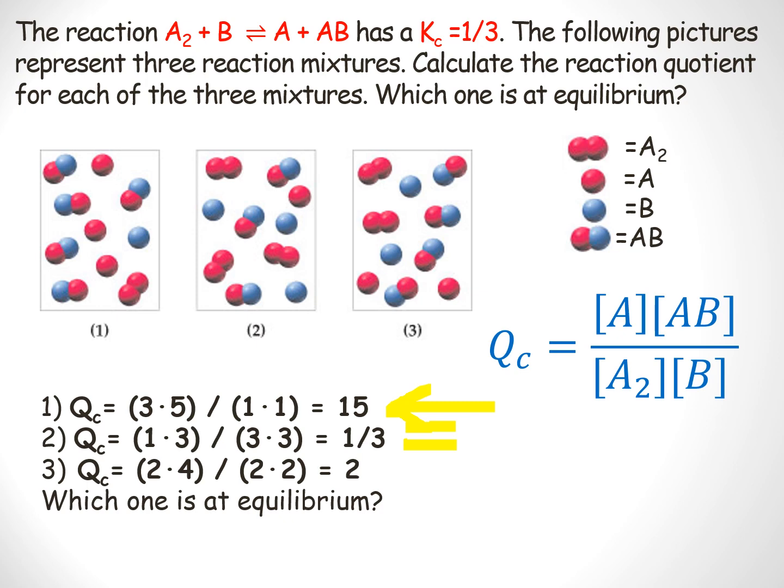Scenario 3, we have 2 of A, and we have 4 AB, so it's 2 times 4, 8, and then A2, we have 2, and B, the blue one, 2. So it's 2 times 4, 8, divided by 4, which is 2. So 2 is still too large, so it's exactly the same situation as 1. Q is too big, we need to move the reaction in this direction. The difference is less dramatic than in 1, but it's conceptually very similar. So the answer was the second one.